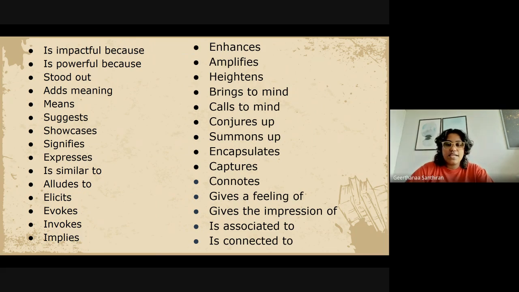Enhances, amplifies, heightens. Some can be used for specific techniques. Gives a feeling of, impression of. That's for emotions. Is associated to, is connected to. That's if you want to talk about different definitions, different situations a word is used in. So these are just ways to start your sentences.